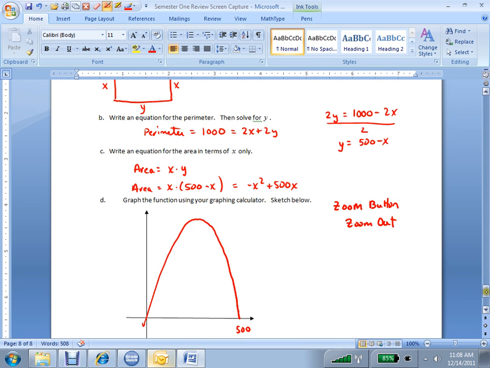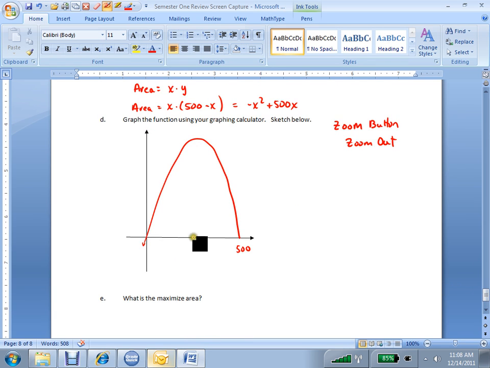And then if I want to find the maximum area, that would be at the vertex. So I can see the vertex is at 250, and then if I look on my calculator what the value is at 250, I can then find out what the area is. And the maximum is going to be at the vertex. We could also calculate it by using the area is equal to negative 250 squared plus 500 times 250, and you can go ahead and put that into your calculator.